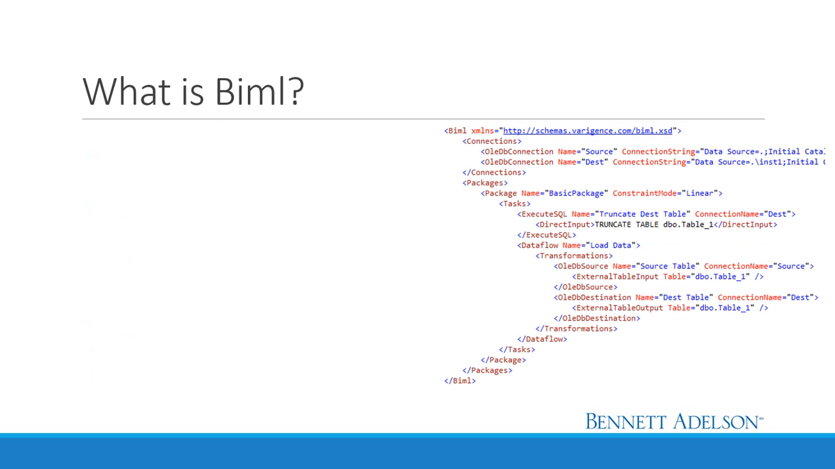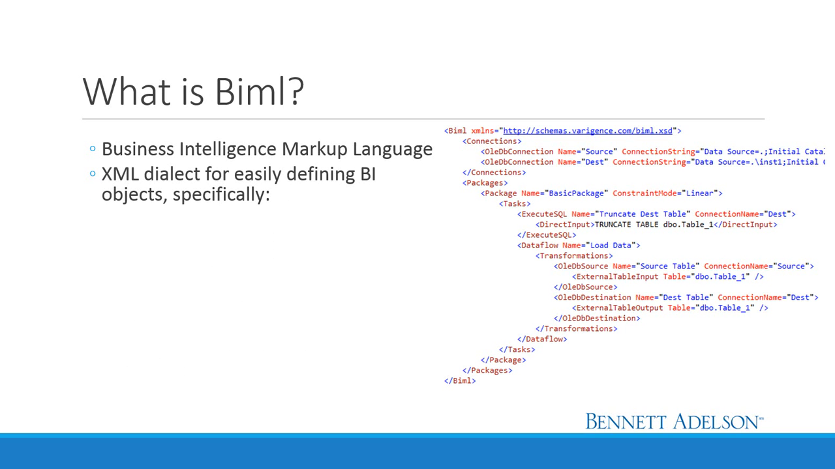What is Biml? Well, here's some example Biml. It's basically XML. It stands for Business Intelligence Markup Language. And it's an XML dialect for easily defining business intelligence objects, specifically SSIS packages, analysis services cubes, and data models. We'll just be talking about packages today and a little bit of data models. You can only cover so much in 1 hour. So we'll focus on SSIS. Maybe I'll have a part 2, a Biml 2 Electric Boogaloo session where I go over analysis services. But for right now, we'll just be focusing on SSIS.